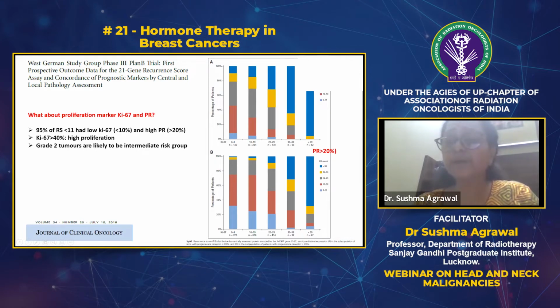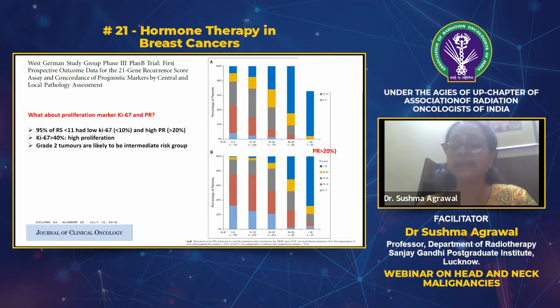So in low PR patients, the blue lines are that of high recurrence score. So in low PR, you can see that women who had more than 40% Ki67, they are usually high risk group. While in a high PR status, not as many high risk groups fall in this category.